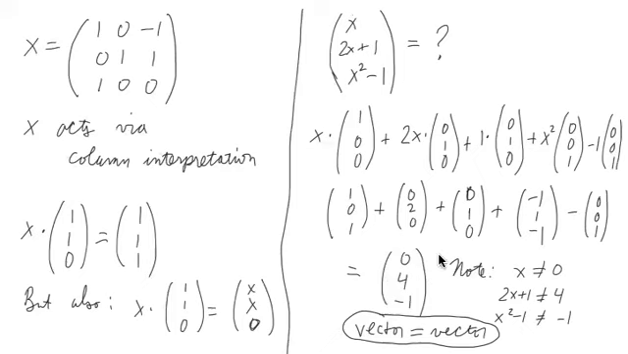Important to notice that x is not equal to 0. 2x plus 1 is not equal to 4. X squared minus 1 is not equal to negative 1. This is simply just an equality of representations, with x being thought of as a scalar in your entries here. But it does not mean that the entries are equal across. It's just a representation of vectors.